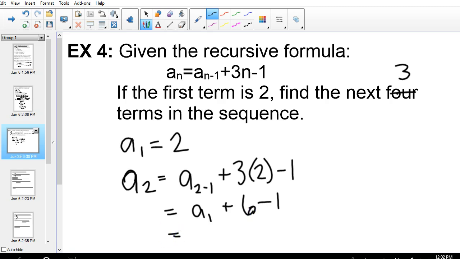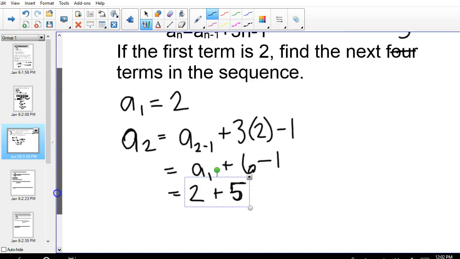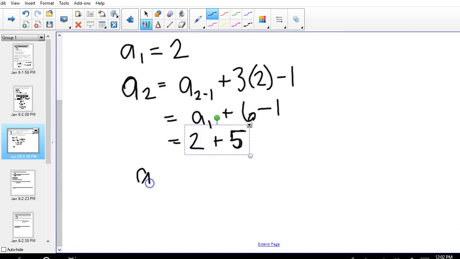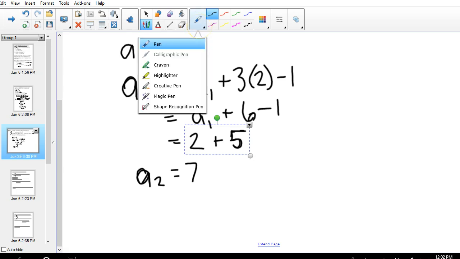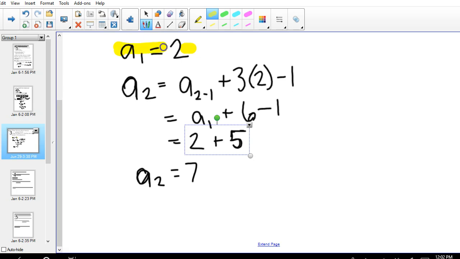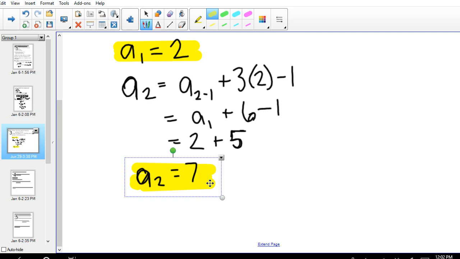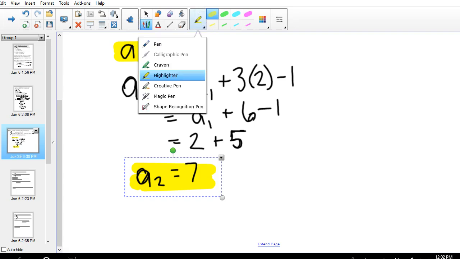What is a sub 1? It is 2. And then we've got plus 6 minus 1, so that's plus 5. So we get here that a sub 2 is going to equal 7. So here was a sub 1, here's a sub 2. Now we've got to find a sub 3.